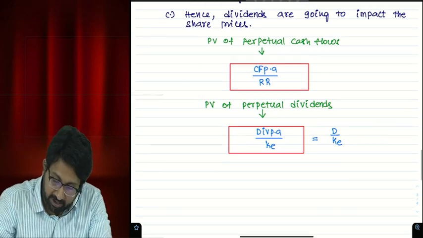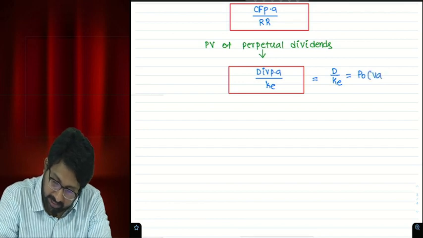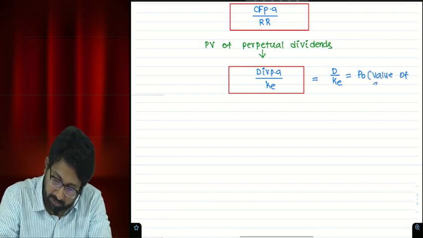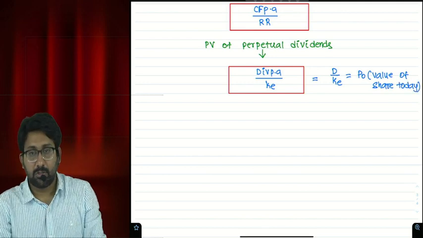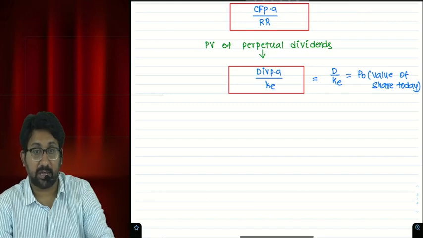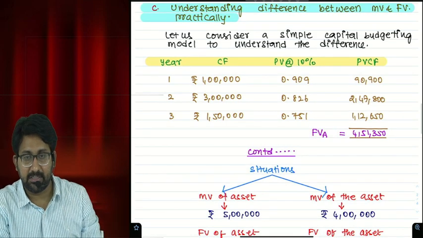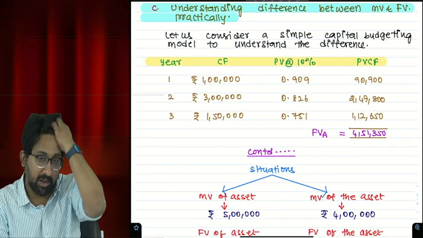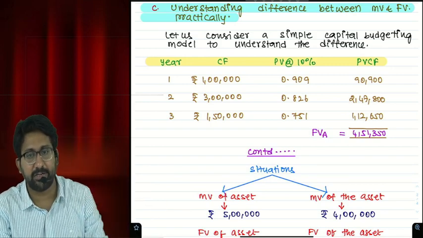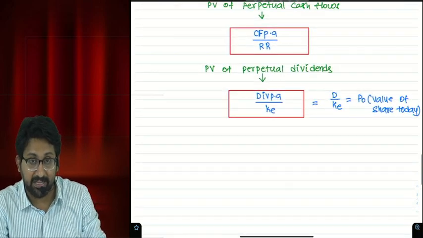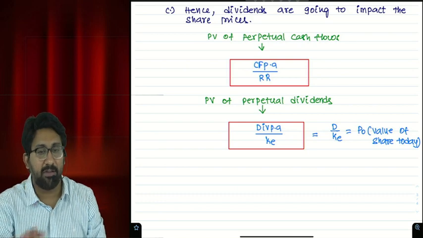The present value of perpetual dividend, D by KE, itself is also called P naught, the value of the share today. To understand this, I will explain in a more crystal clear manner. See here, fair value is 4,51,350. What we have done is taken the future cash flows and brought them into present value. That present value itself we call the fair value. Likewise, here also perpetual dividends are taken, D by KE.